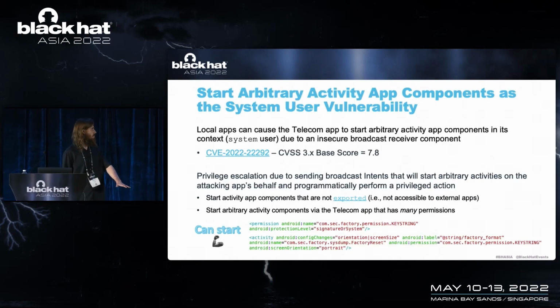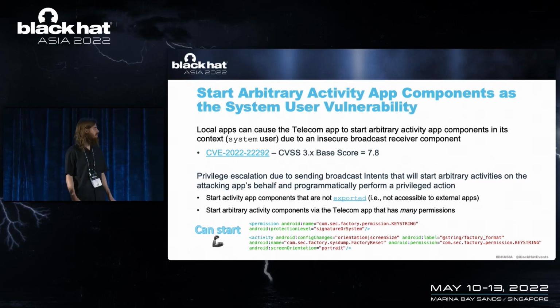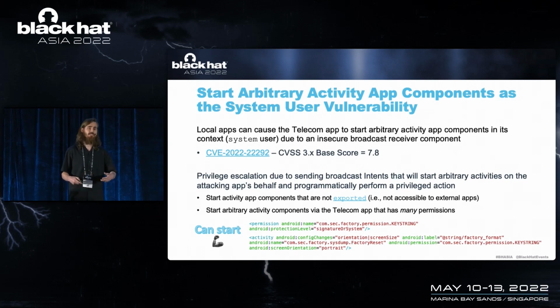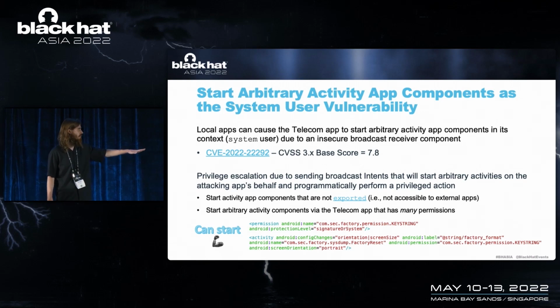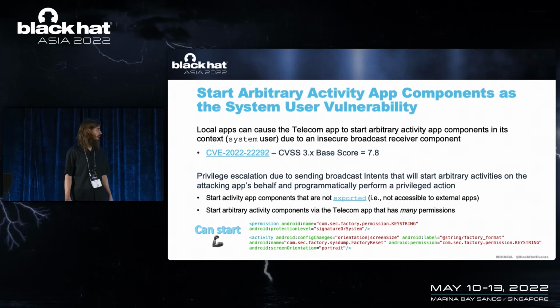So coming to the vulnerability, in Samsung Android devices, local apps can use the Telecom app to start arbitrary activity application components on its behalf, running as the system user with all the privileges that are granted to it, due to a broadcast receiver application component which lacks access control. The CVE is provided there. It has a CVSS 3 base score of 7.8.